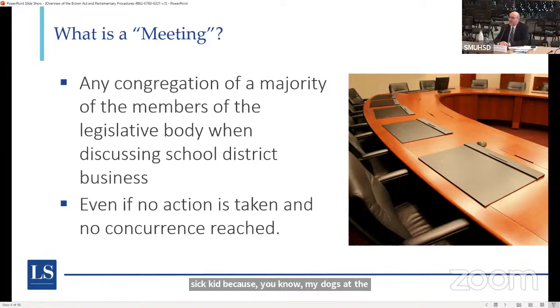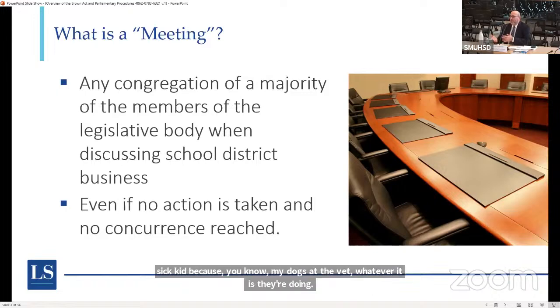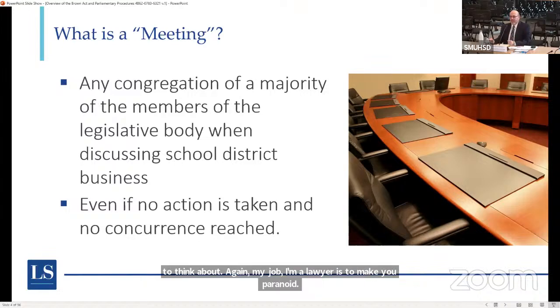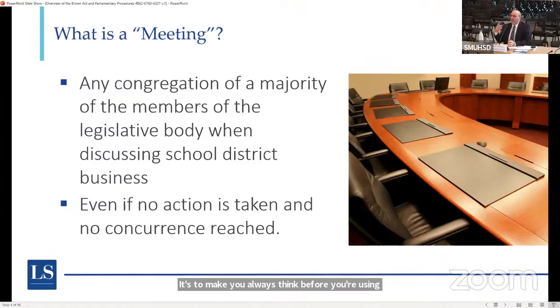So, things to think about. And again, my job, I'm a lawyer, is to make you paranoid. It's to make you always think before you're using these channels of communication, so that the first thing that stops you is you.